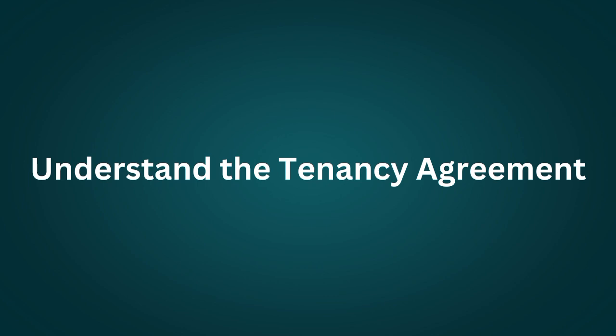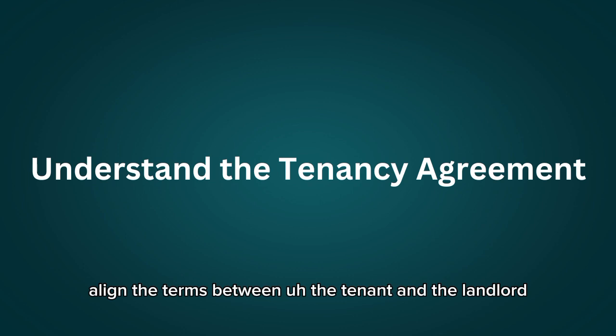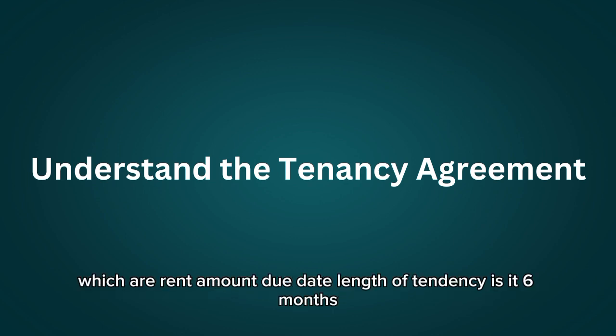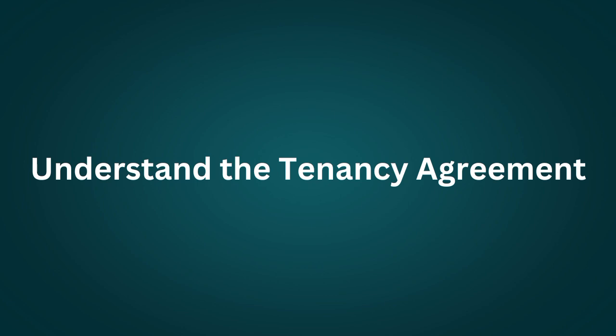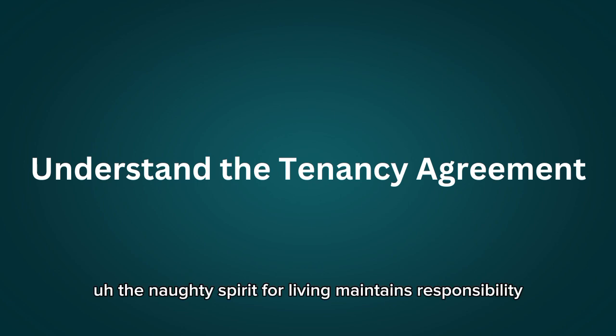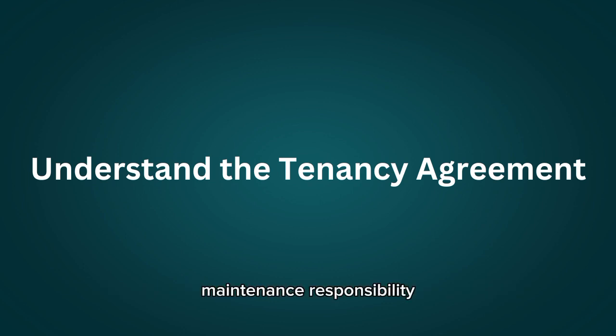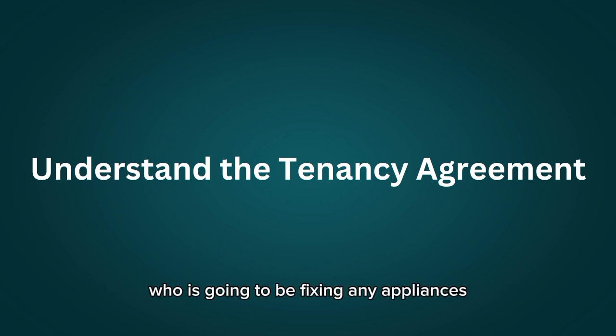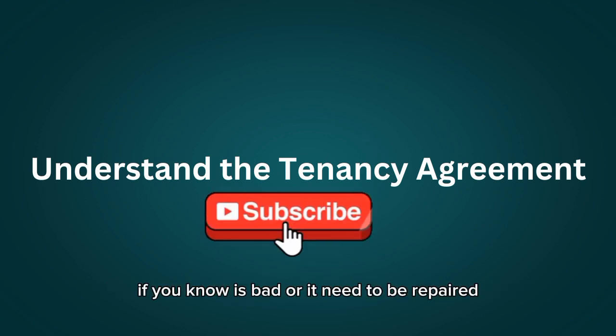Step 6. Understand the tenancy agreement. A tenancy agreement is a legal contract outlining the terms between the tenant and the landlord. There are key things to look out for in the tenancy agreement, which are the rent amount, due date, length of tenancy. Is it 6 months? Is it 12 months? The notice period for leaving. Maintenance responsibility: you need to ask your landlord or agent who is going to be fixing any appliances if they are bad or need to be repaired. So you need to make sure you ask them.